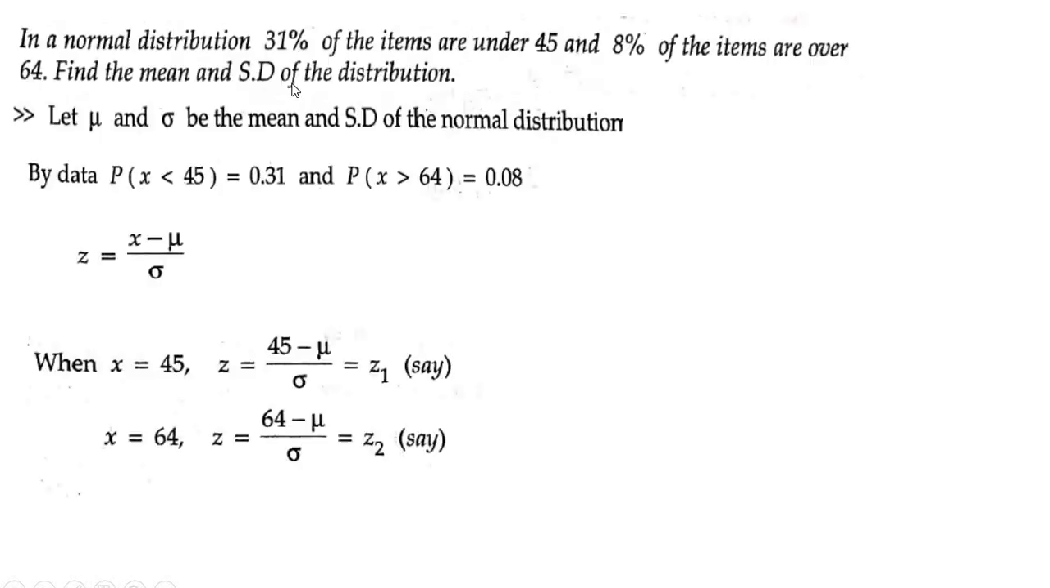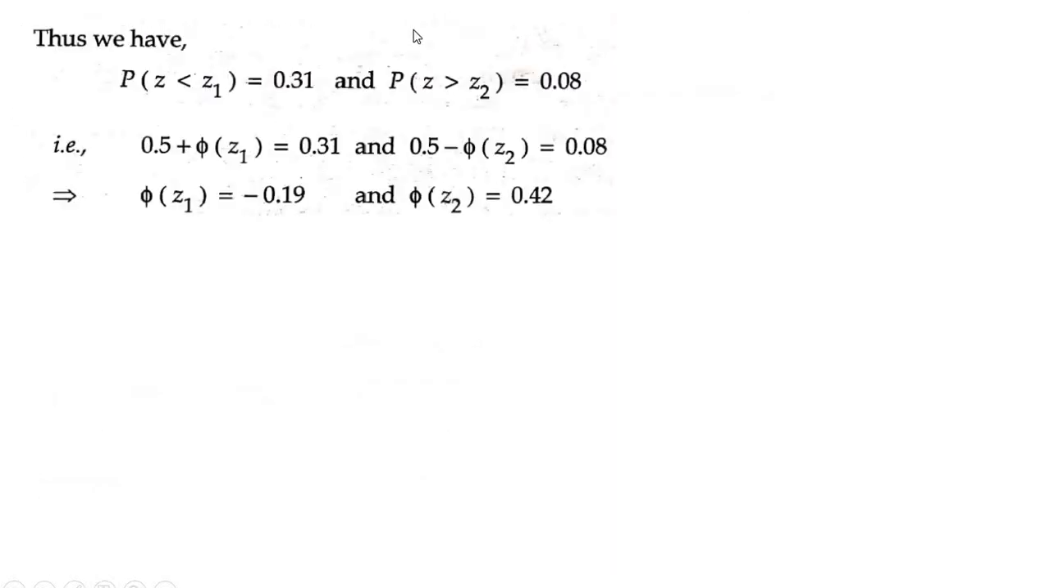So thus we have, for P of z less than z1, that entire term, you need not write, you can just consider it as z1. So P of z less than z1 is equal to 0.31. For this you are replacing in terms of z. We don't know what the z value is here, since we don't know mu and sigma. And P of z greater than z2 is equal to 0.08. That is what has been written here.